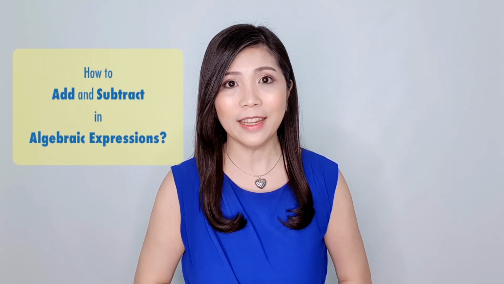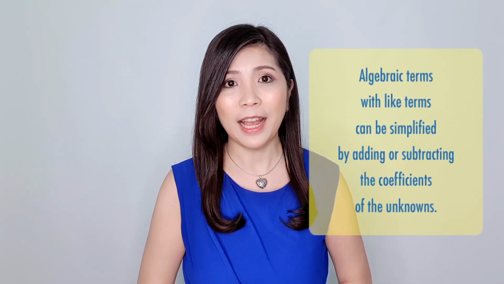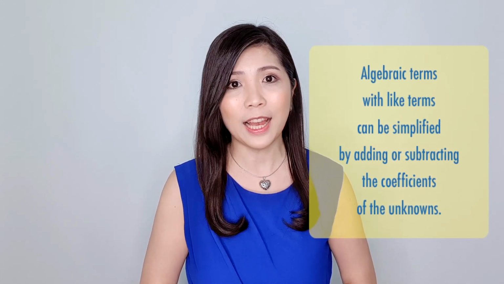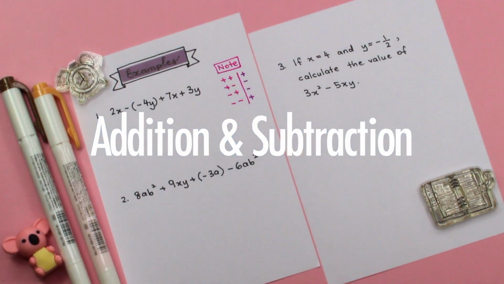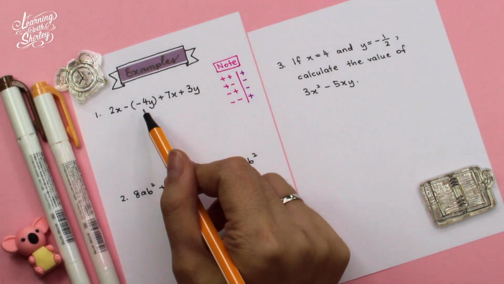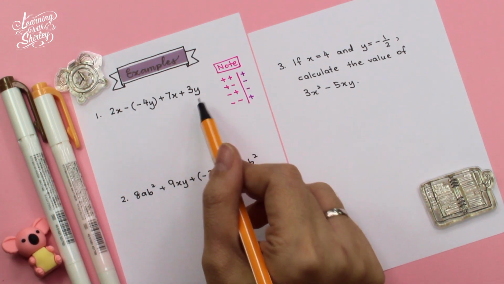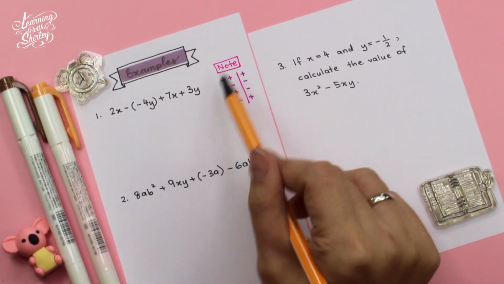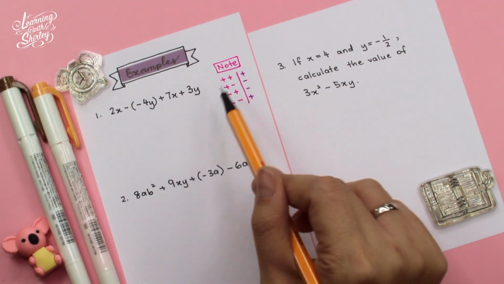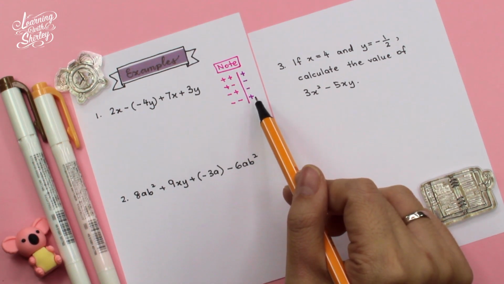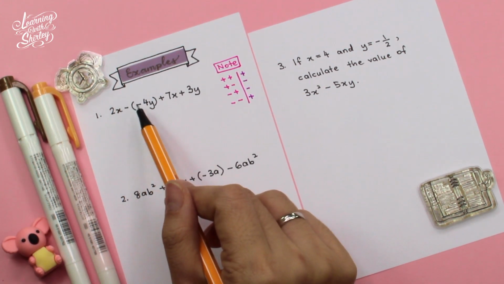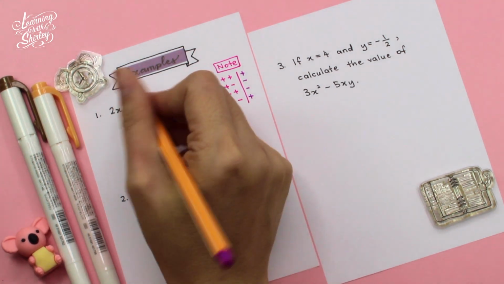How to add and subtract in algebraic expressions? Algebraic terms with like terms can be simplified by adding or subtracting the coefficients of the unknowns. Let's take a look at the following three examples. For question number 1, 2x minus negative 4y plus 7x plus 3y. Before that, we have to take note of this: positive positive gives positive, positive negative gives negative, negative positive is negative, and negative negative is positive. For this question, there's a negative negative, and we have to simplify it. So negative negative is positive.